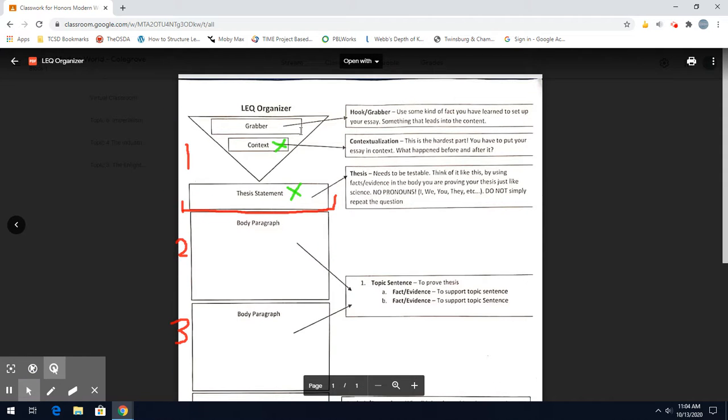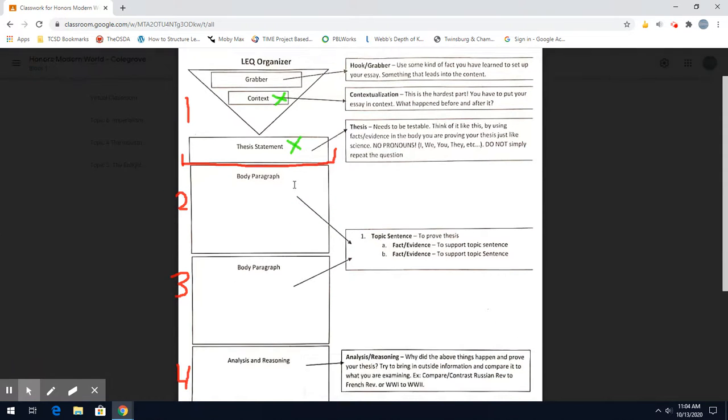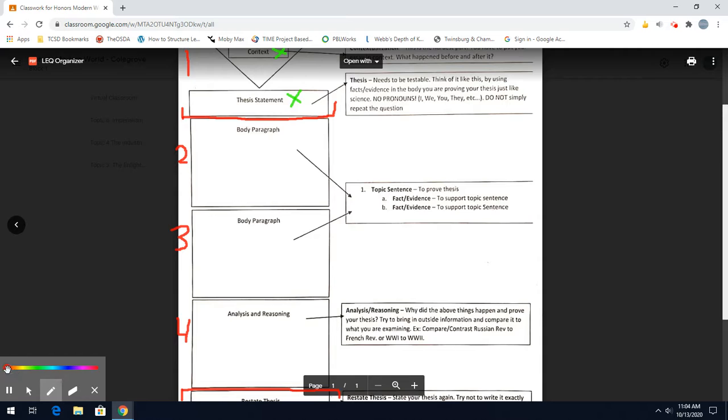So your points come from, like I said, your context and your thesis statement. There's a point there. And then there's a point for these two here and here. So wherever green X's are, that's a point on the rubric. There's also 2 points down here in this area.